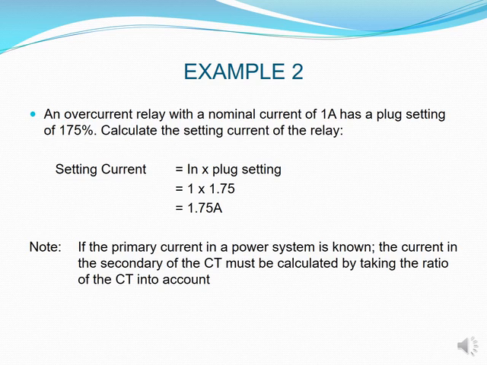Then in this scenario, they say you've got an overcurrent relay with a nominal current of 1 amp now. So our CTs, as we had defined before, remember that it can either be a 1 amp or a 5 amp on the secondary side. So the previous one was a 5 amp, this one is a 1 amp, and has a plug setting of 175%. Calculate the setting current of that relay. So our setting current again would be the 1, and I multiply it by the 1.75, and I get 1.75 amps. So what is noted at the bottom is that if the primary current in a power system is known, then your current in the secondary of your CT must be calculated by taking that ratio of your CT into account.